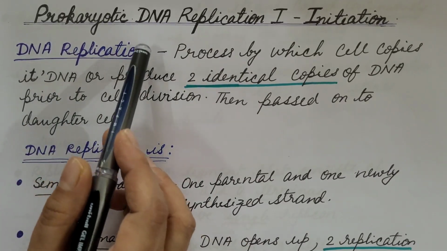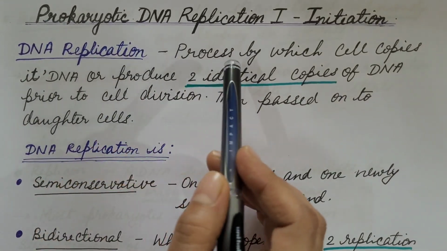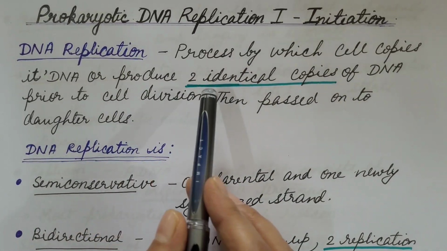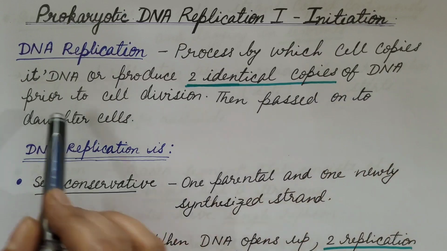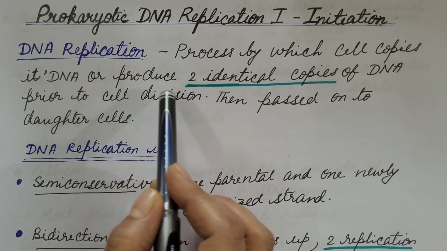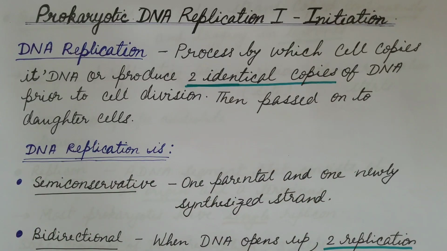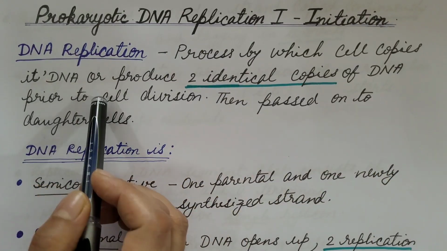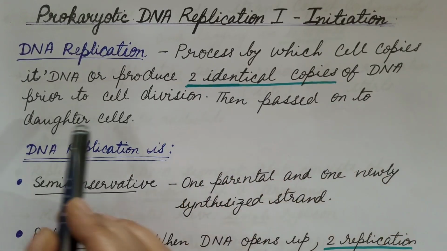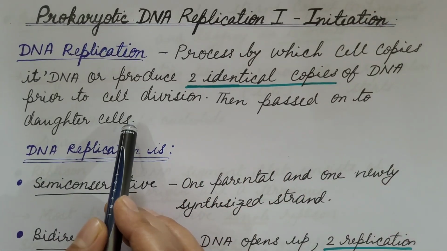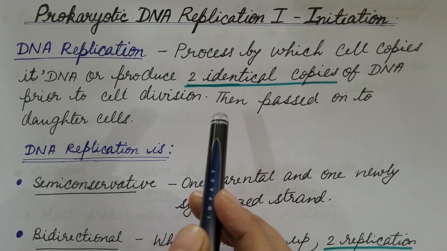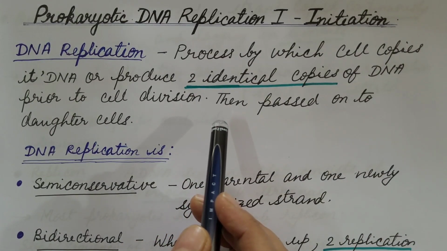First of all, what is DNA replication? It is the process by which a cell copies its DNA, or produces two identical copies of DNA, prior to cell division. So before cell division, two identical copies of DNA are produced from the parental DNA, and then these are passed on to the daughter cells. This is important for inheritance, that is, transfer of genetic material from one generation to another.